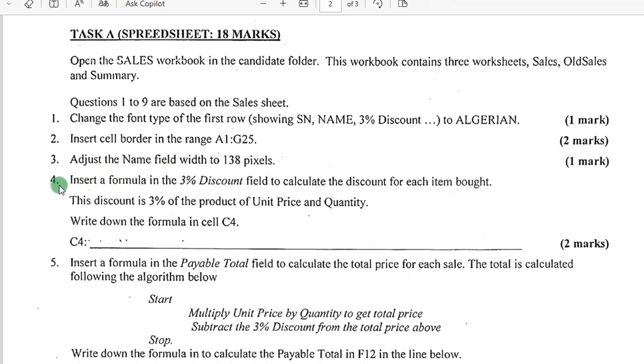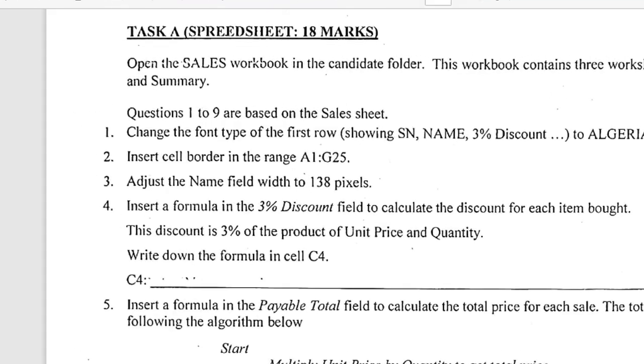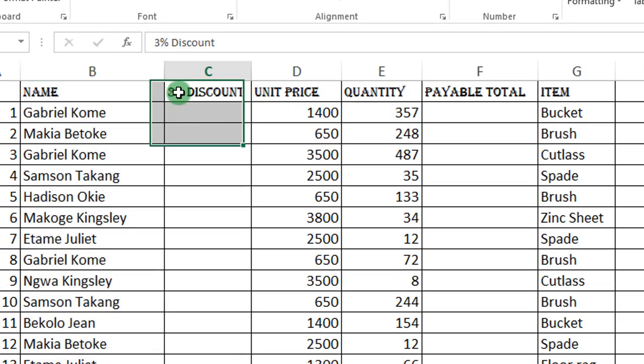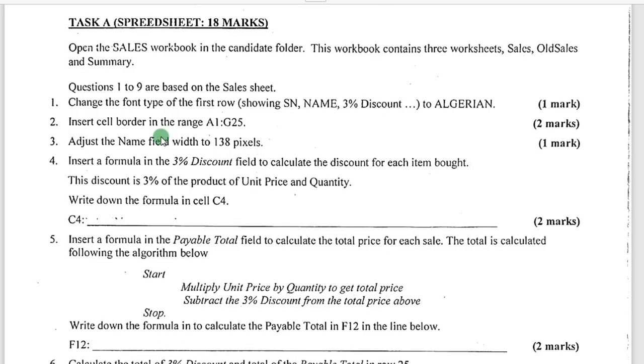So the next question, number 4, they say insert a formula in the 3% discount field. So 3% discount is a field. If you look here, this field, 3% discount, is the name of a field. Now, what are they saying? They say insert a formula in the 3% discount field to calculate the discount for each item bought. Full stop. They say this discount is 3% of the product of unit price and quantity. So I hope it's clear.